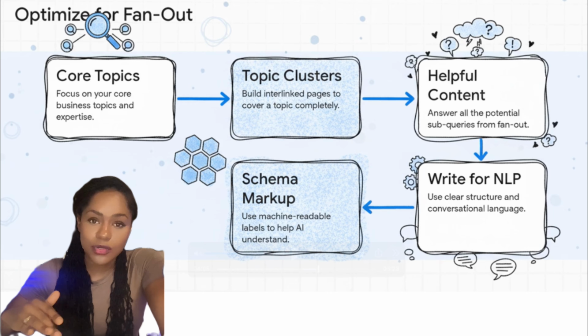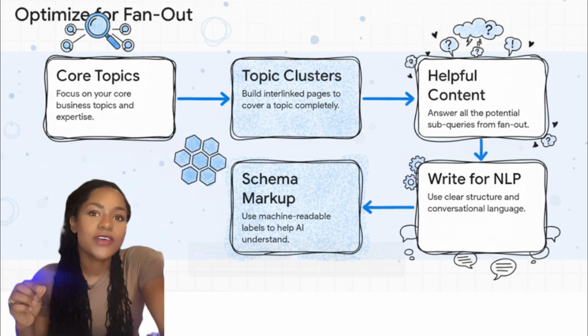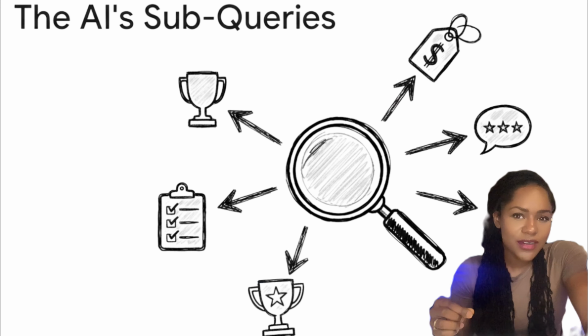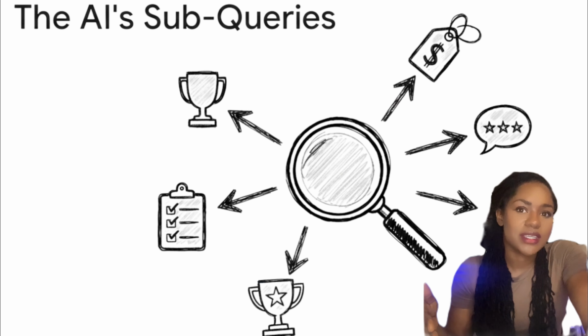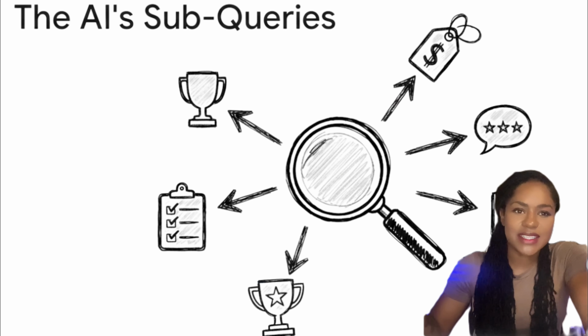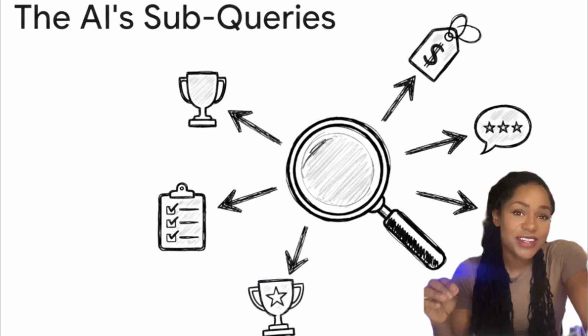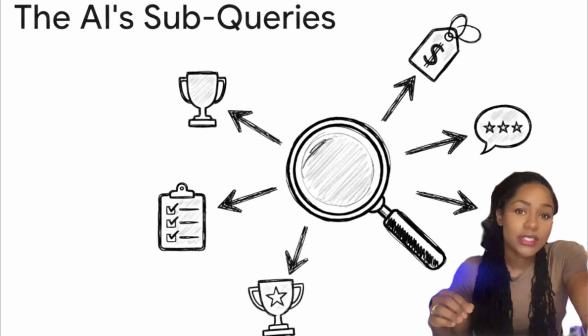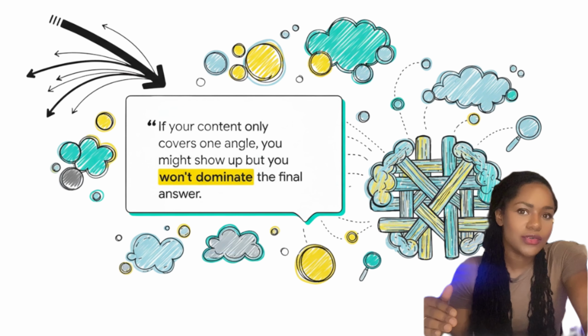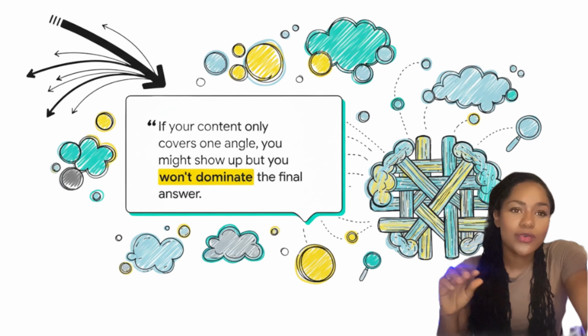When Google's AI Mode or ChatGPT fans out your query, it's looking for content that answers multiple related angles, not just your exact question. So if someone searches "best digital marketing agency," the AI isn't just looking for one page that says "we're the best." It's fanning out to find answers about what makes a digital marketing agency good, price ranges, case studies and results, client reviews, specific services offered, and so much more. So if your content only covers one of those angles, you might show up in the fan out, but you won't dominate the final answer. The sites that cover the full cluster of related questions are the ones that get cited most.